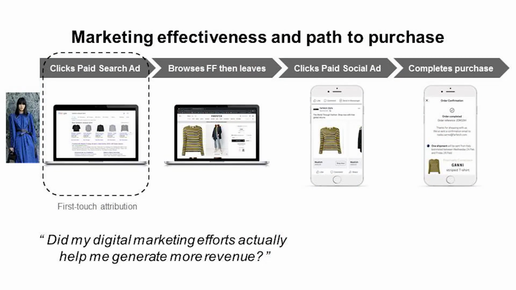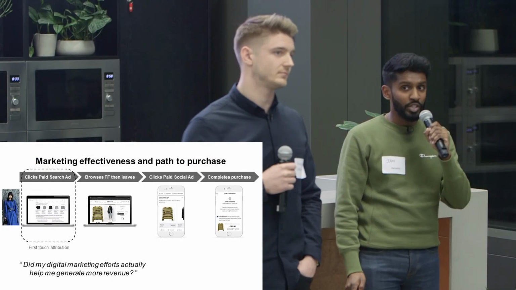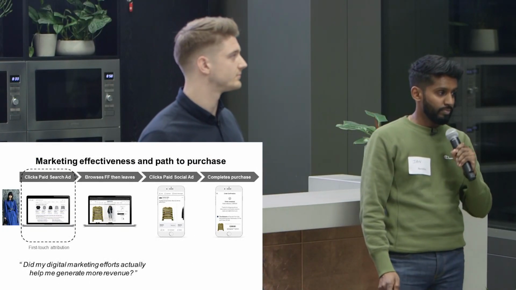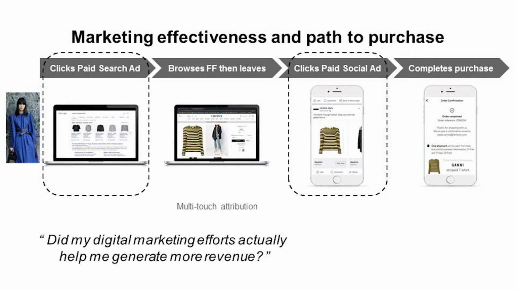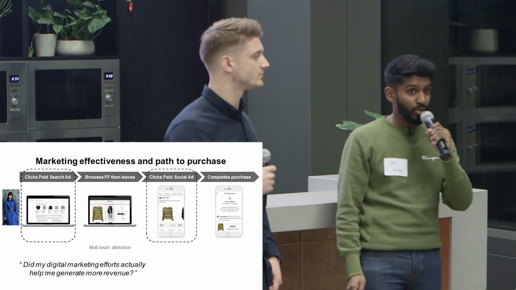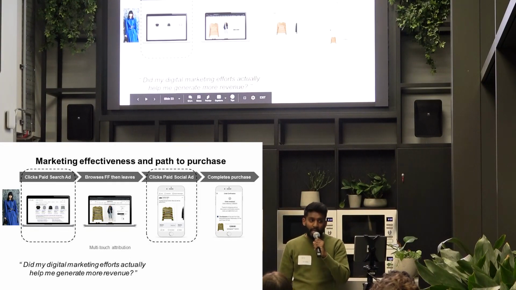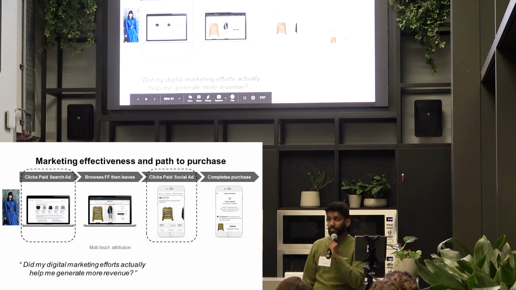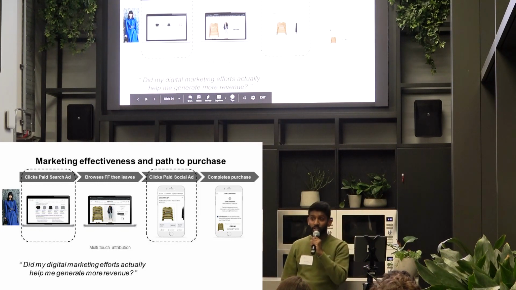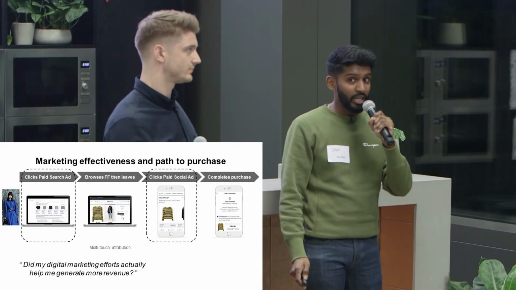Now, the key question here from Farfetch's point of view is, did my digital marketing efforts actually help me generate more revenue? According to a last touch model, the transaction would be attributed to paid social and I could calculate the channel's ROI. In a first touch attribution model, I could calculate the ROI for paid search. There is also a multi-touch cross-device attribution model where both channels could get attributed for the transaction. However, this is notoriously difficult to implement and even trickier to validate.